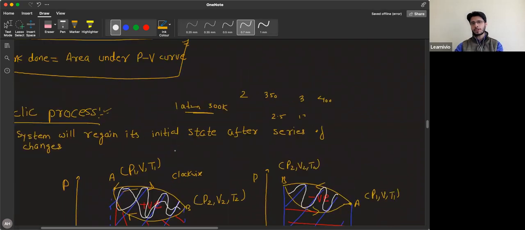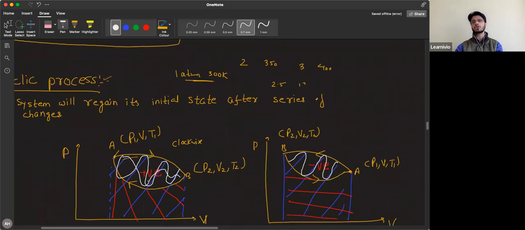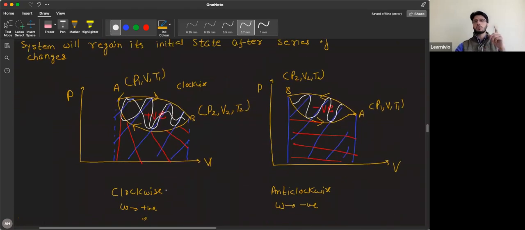So there's a difference here and here. Here it's the area under the graph. Here it's the area enclosed by the loop. And if your loop is clockwise, meaning expansion is more than compression, then work done will be positive. And if your loop is anti-clockwise, then your work done is negative.